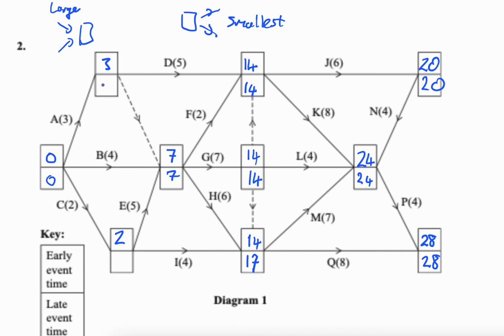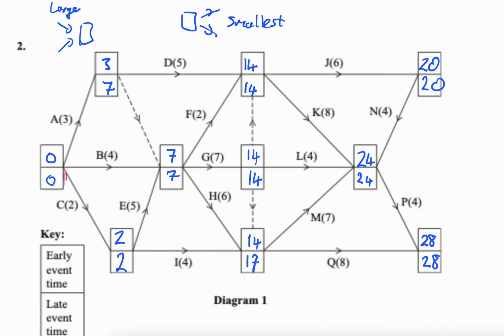Now we can do these two. What are the options here? 7 minus 0 and 14 minus 5. Which is the smallest? 7 minus 0, which is 7. And we have 2 options, 7 minus 5 and 17 minus 4. What's the lowest? 7 minus 5, which is 2.